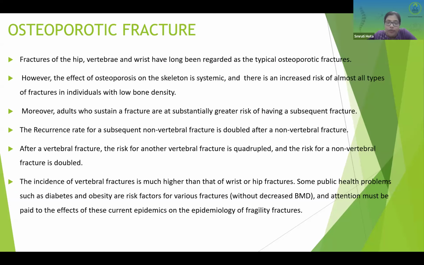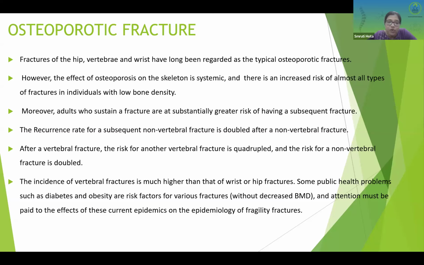One is hip, next is vertebra, and third is wrist. And rightly so, as these are the classic fracture sites for osteoporosis. It is also important to understand that osteoporosis affects the entire skeleton. Low bone density increases the risk of almost all types of fractures, not just these typical sites.